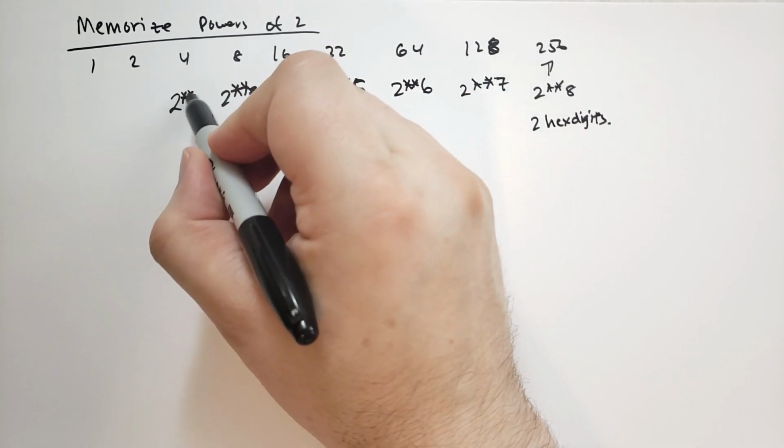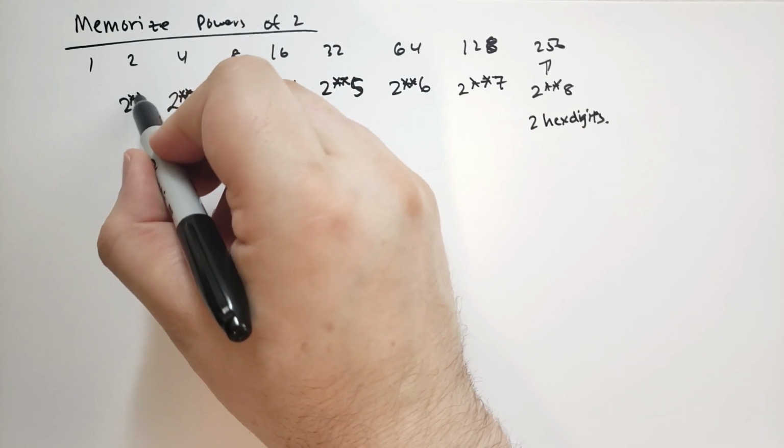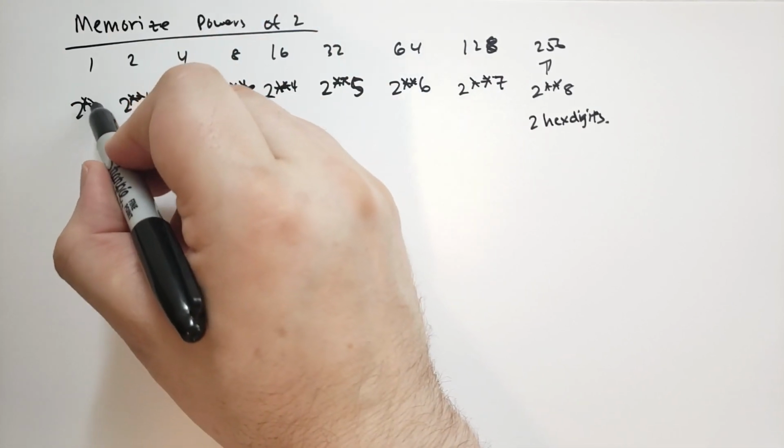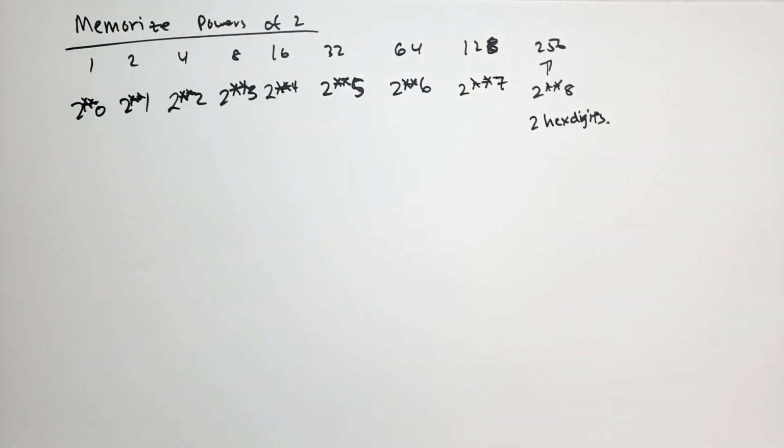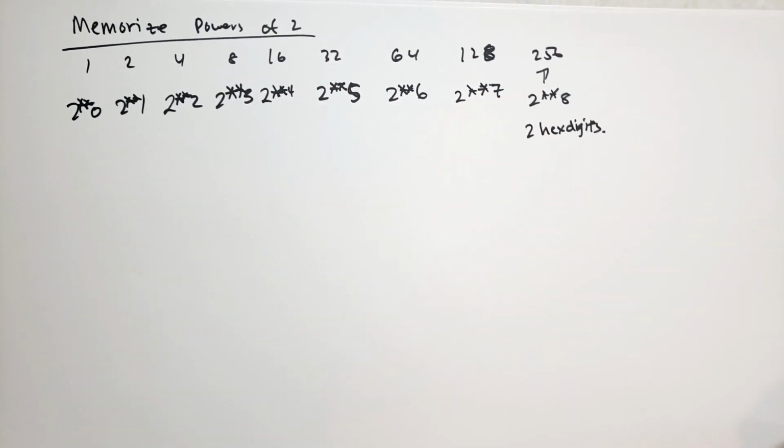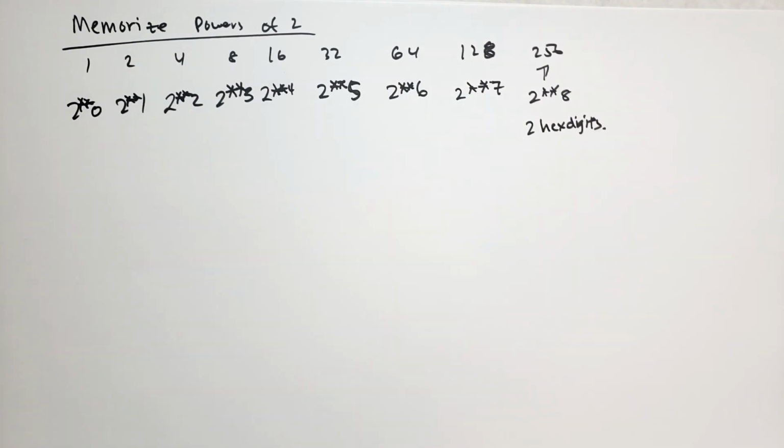Then we have 2 squared. And then we have 2 to the 1st power is obviously 2, and then 2 to the 0 power is 1. Okay? These ones you absolutely have to memorize. It's very frustrating to talk to people that don't know that 64 is 2 to the 6. The next ones you have to memorize is 2 to the 10.